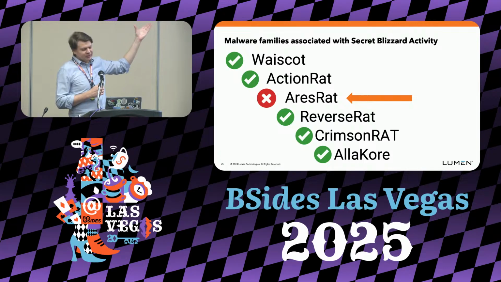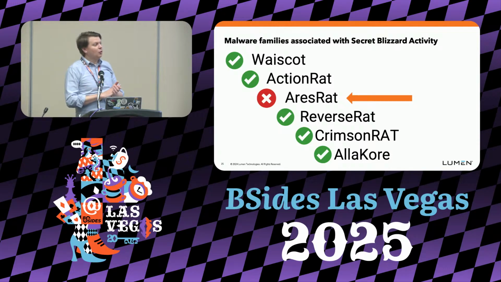Action Rat, this was a variant of Reverse Rat. This was a little bit different, but again, .NET, targeting things like Windows systems. We saw Crimson Rat, which was actually being used to target things like Android devices. Again, another super well-known documented family. We observed things like Alicore, again a super well-known documented family. It was written in Delphi. It's being used by everyone. And we actually saw the Turtle actors interacting with almost all of them, except for the Ares Rat.